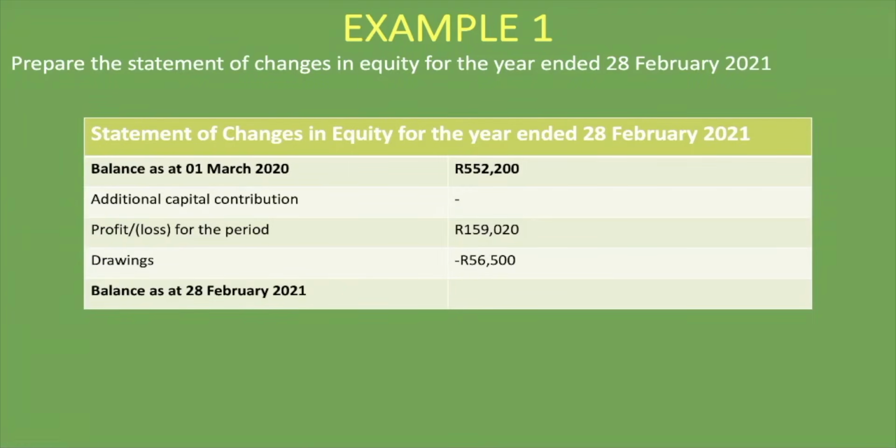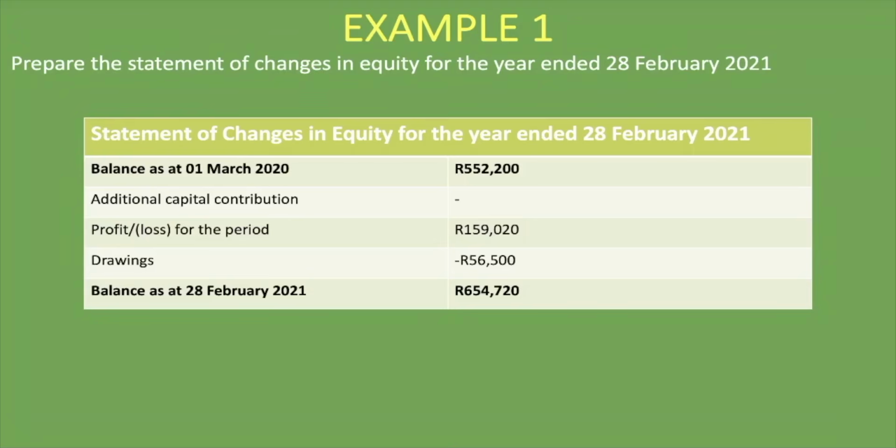And now you have done everything that you needed to do for the statement of changes in equity. Now all you need to do is to calculate the balance as at the end of the period. You just take the balance at the beginning plus the profit for the period minus the drawings, and it will give us an amount of 654,720 rand. And this final balance of 654,720 rand will be the one that you put in the statement of financial position for the year ended 28 February 2021 under the equity section. So you'll just have capital under the equity section, and it will be the amount of 654,720 rand. I hope it has made sense.